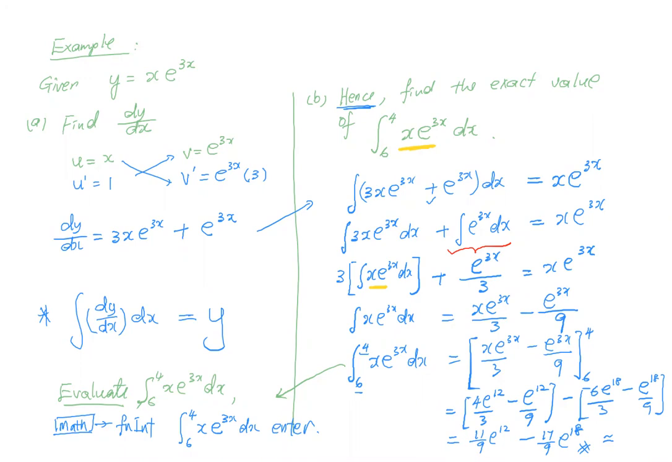So what is the answer? Negative 1238. Negative? I don't think it's negative. Is this negative? Yes. Oh, okay, because 4 is smaller than 6. Okay, negative 1238.6. So everyone must know how to evaluate. You get me?